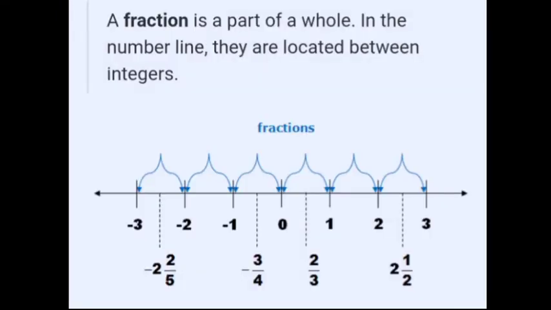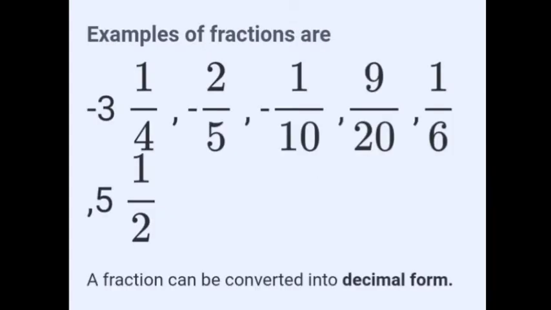Next, we have the set of fractions. So when we say fraction, it is a part of a whole. In the number line, they are located between integers. Examples of fractions are -3 and 1/4, -2/5, -1/10, 9/20, 1/6, and 5 and 1/2. So a fraction can be converted into decimal form.